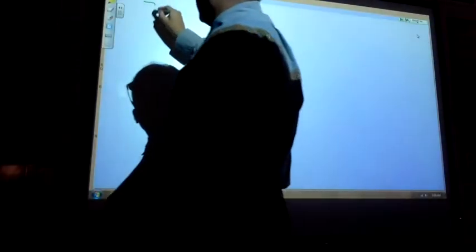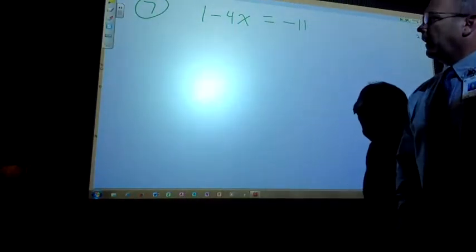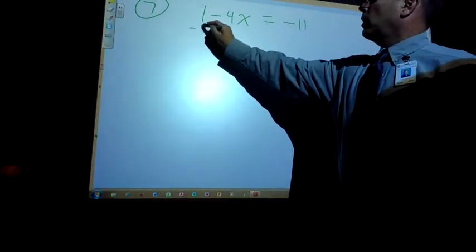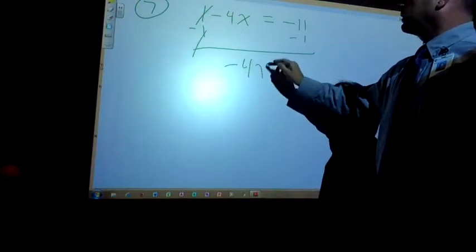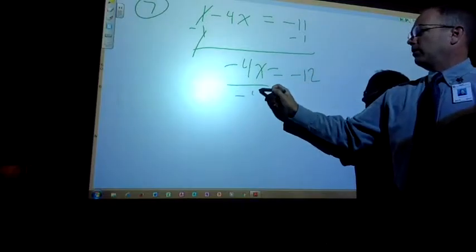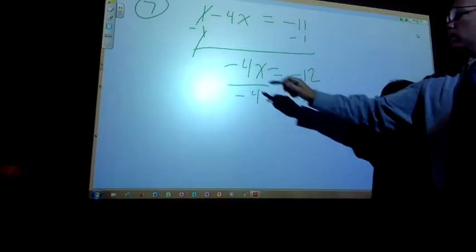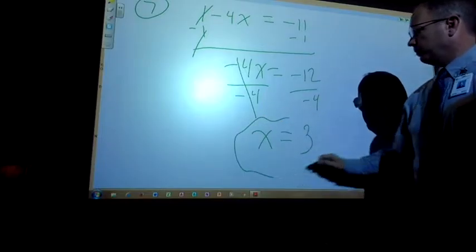Number 7. What does it say? 1 minus 4x equals -11, like that? Yeah. All right. Let's subtract 1 from each side. So -4x is equal to -12. Divide each side by -4. x is equal to 3.